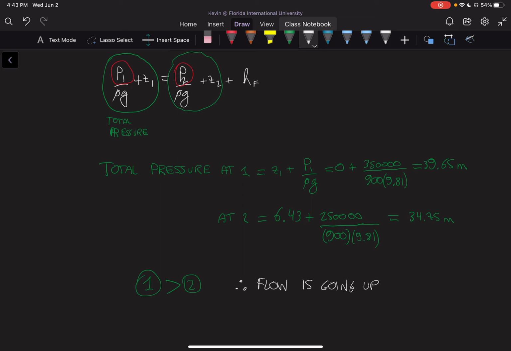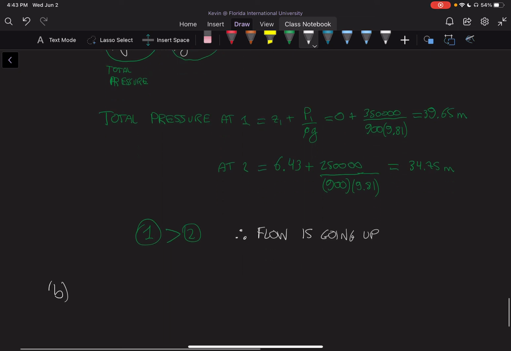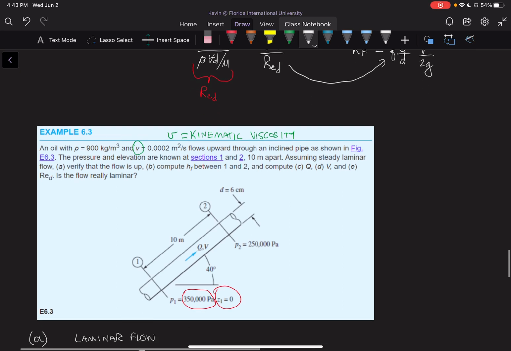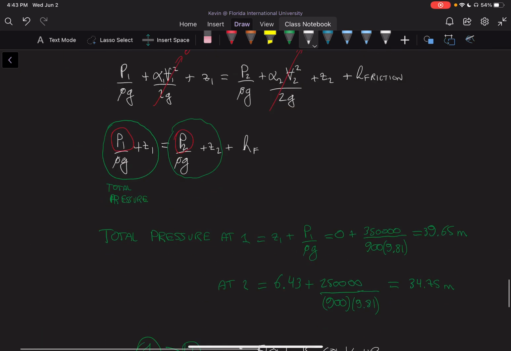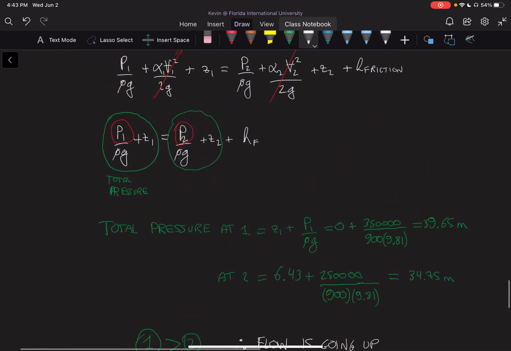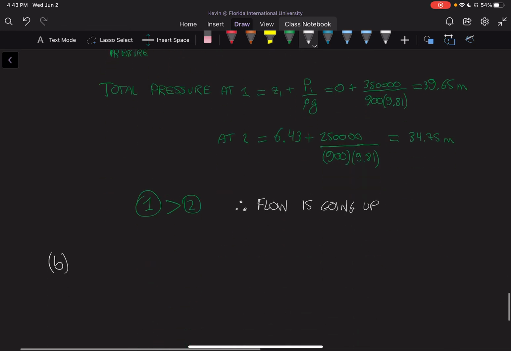But in some cases where you have different velocities, it would be your whole term. Okay, so part B of your question. Part B of the question asks for compute HF between 1 and 2. Well, we already have the total pressure at 1 and the total pressure at 2, so HF is just going to be the difference between the two. So the head loss, HF, is going to be equal to 39.65 minus 34.75. And we get that this is equal to 4.9 meters. So that's our total head loss.